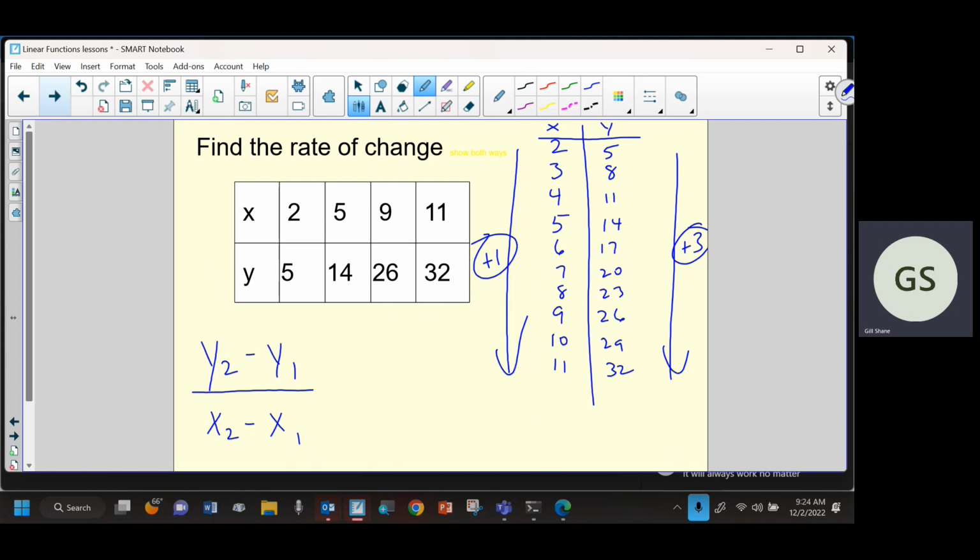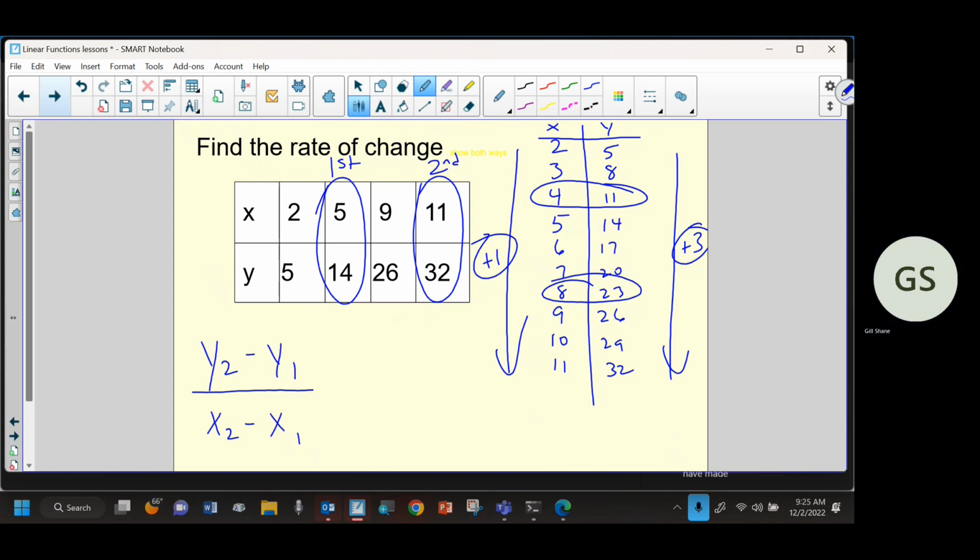So if it is a linear equation, all you have to do is pick any 2 columns you want. Or if the table is a vertical table like this, I'd pick any 2 rows. Like I could pick that row and that row. If it's more horizontal like this, I could pick that column and that column. All you're doing by picking the columns is you're just saying, this is my first point, this is my second point. And I could have flipped that. I could have made 5 and 14 my second point, and 11 and 32 my first point. It would still work.